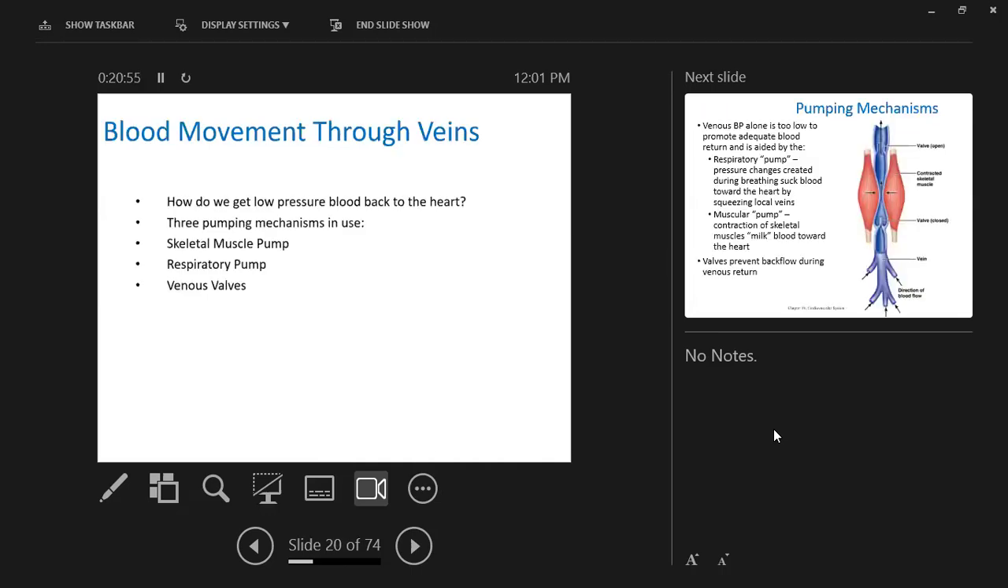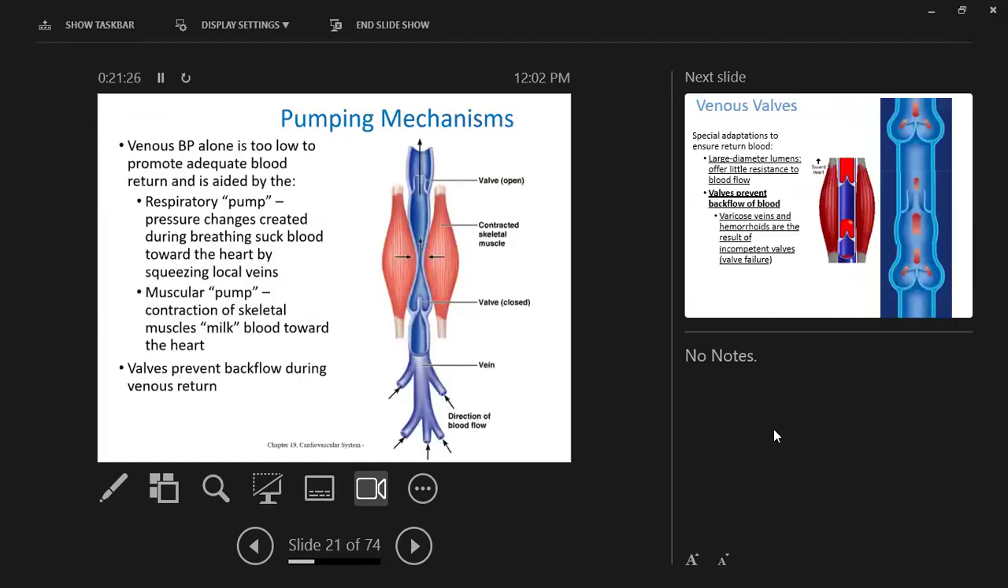Now, we still have to get blood back to the heart. We still have to put enough blood in the ventricles so that we can have an adequate stroke volume every time. So we have a series of mechanisms to make this work. We use what's known as the skeletal muscle pump. In addition to that, we have what's known as the respiratory pump. And we have valves inside our veins. They're called venous valves.